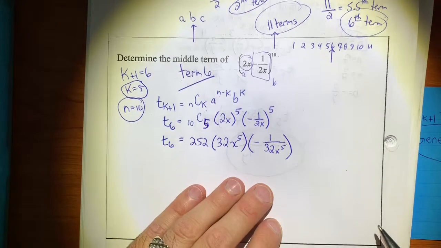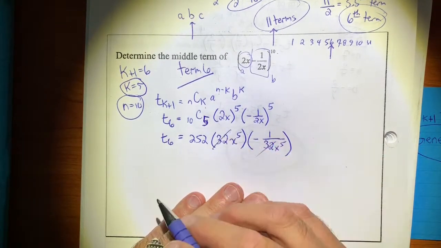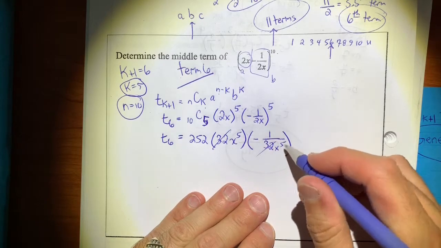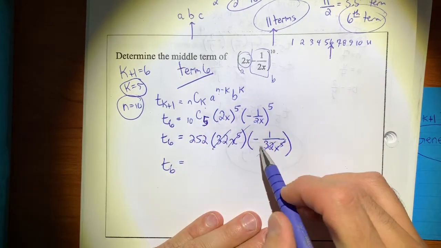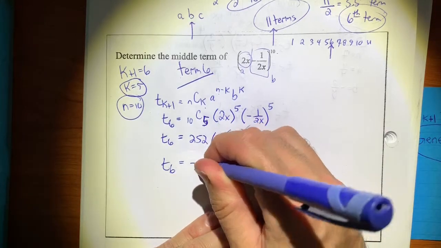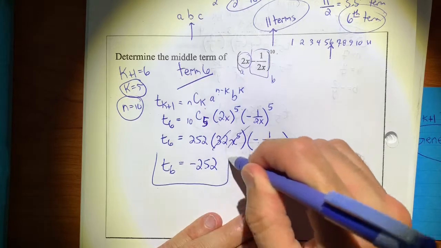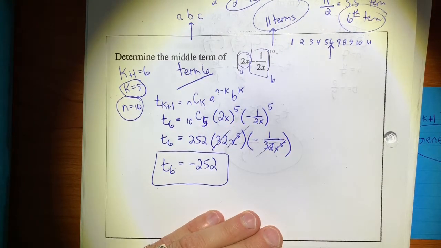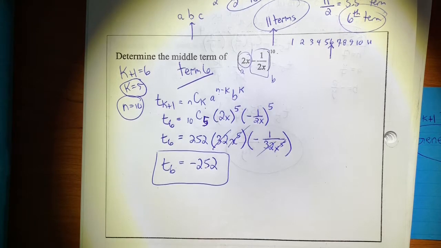Boom. All right. Some stuff cancels, like 32 divided by 32, well, that's 1. And x to the 5 divided by x to the 5, that's 1. So you're just left with a negative 1 times 252. So it seems kind of anticlimactic, all that work to get negative 252. Sometimes the variable disappears in the expansion. All right. Neat.